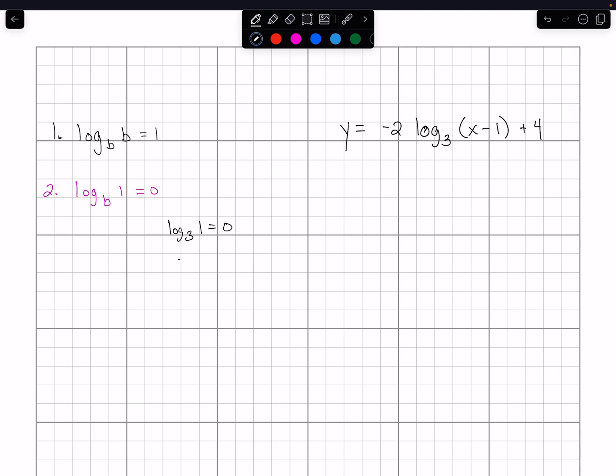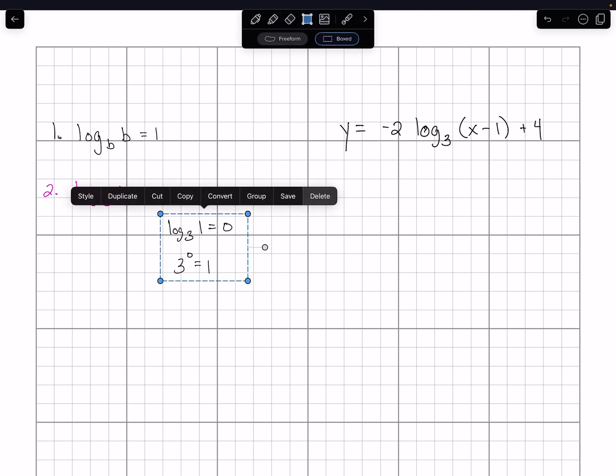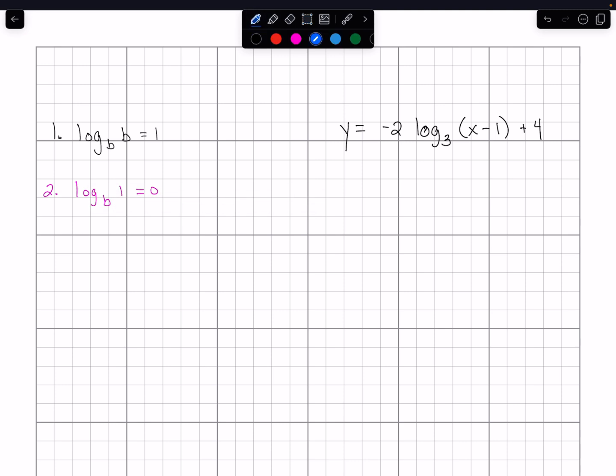And if I think about this exponentially, this really means 3 to the 0 power equals 1. So anything to the 0 power is going to be 1. Right? So that's the next one I'm going to use. And then the third one I'm going to think about is log base b of 0 is undefined. And what happens is we're going to get a vertical asymptote here. Okay, so your log function will have a vertical asymptote. All right, so we're going to use these three properties and I'll pick them apart one by one.